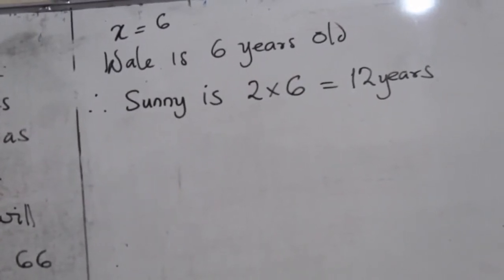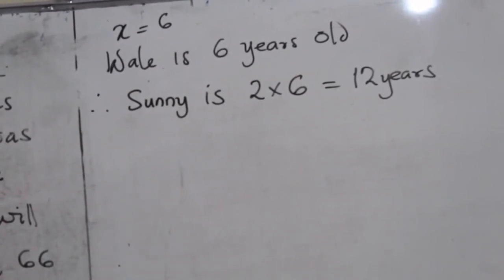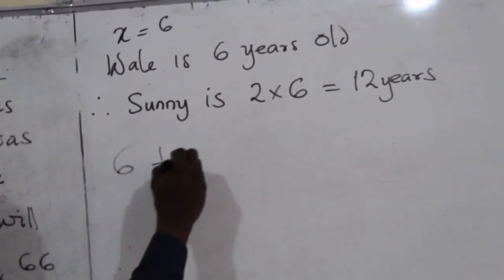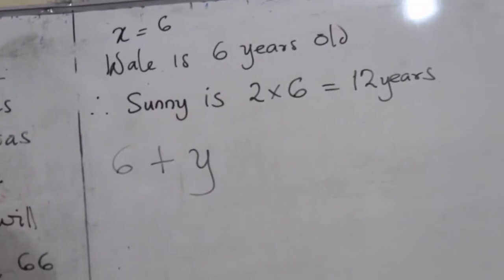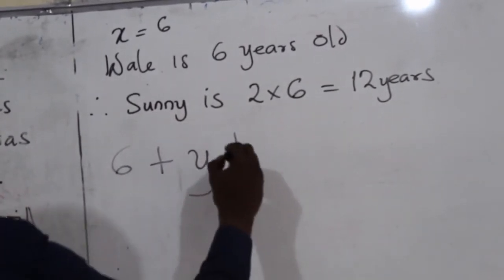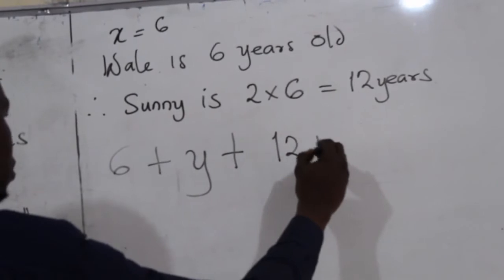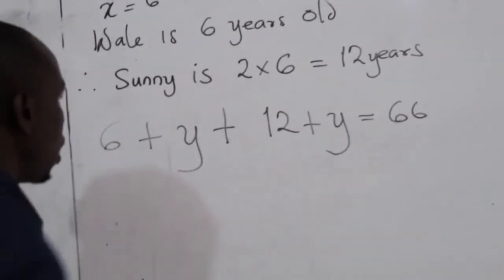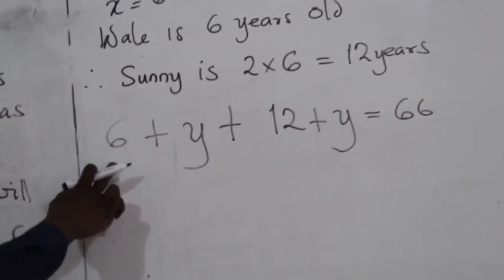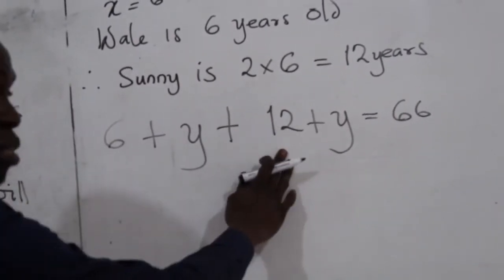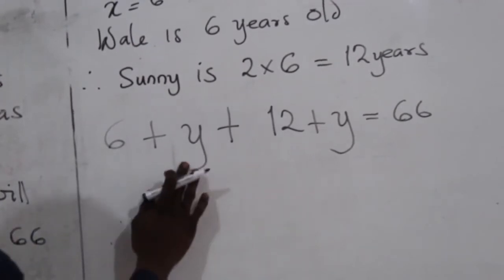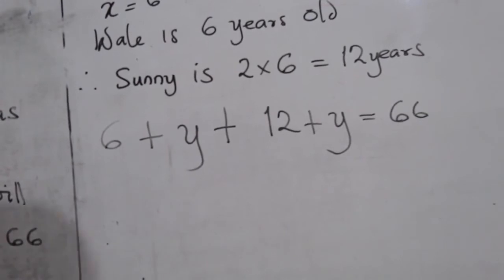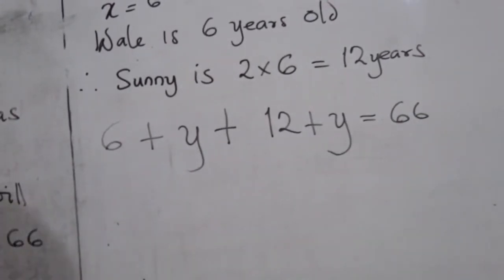So in order to convert this expression into a statement, I'm going to write 6 plus a certain number of years, y, plus again 12 plus that same number of years, y, is equal to 66. The 6 here represents Wale's age. The 12 here represents Sonny's age. The y represents the number of years they are going to add to their ages, so that the sum of the ages is going to be 66.